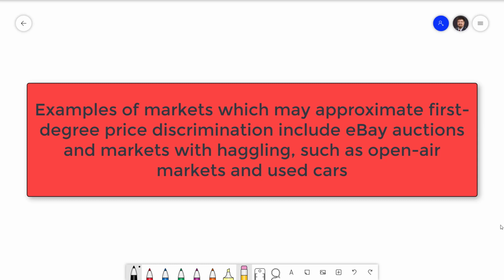Open-air markets, which are relatively rare in the United States but common in other parts of the world, each customer approaches a vendor and they haggle over the price of a good. If the vendor does a good job, they'll be able to negotiate a price as high as that customer is willing to go. Then that consumer walks away and another one walks up. They have no idea what happened with the last one. They have no idea what that person paid, and that haggling process starts again. A used car dealer might do something similar.